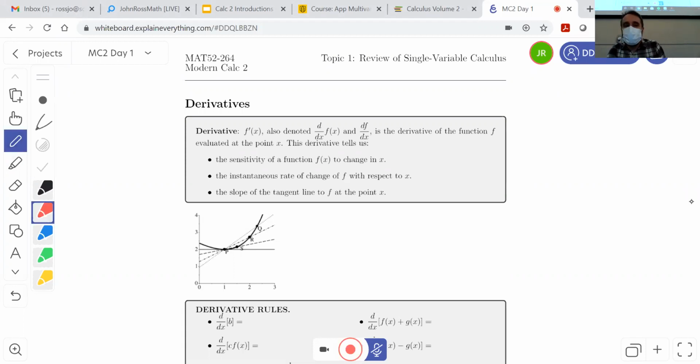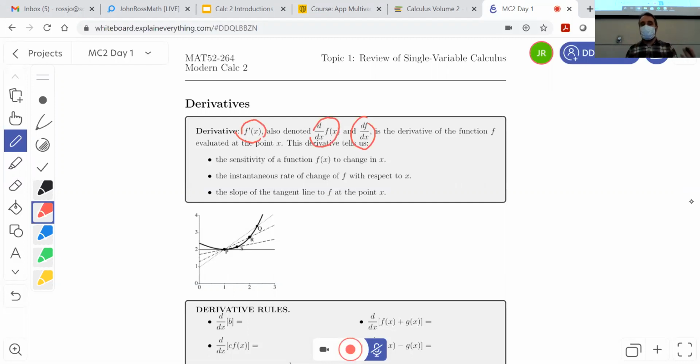When we're talking about a derivative, we can say f prime of x. This is sort of the easiest one, the one that I'll typically use. But we also have df dx, and then we also have d dx of f of x. So three different notations for the derivative.